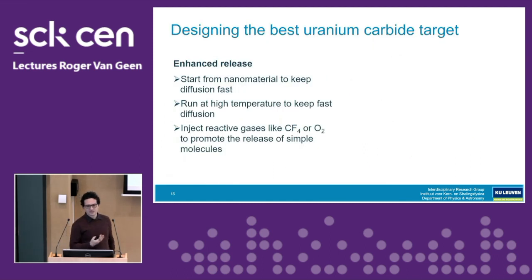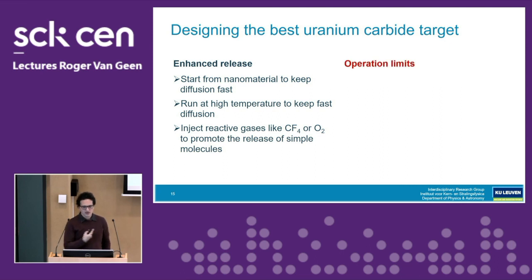So how do you design your best uranium carbide target? You want to enhance the release. So you want nanograins to keep the diffusion very fast. You want to run at high temperature to keep the diffusion going quick. And you actually potentially want to inject CF4 or O2 to promote the release of maybe molecules that are more volatile and will effuse faster.